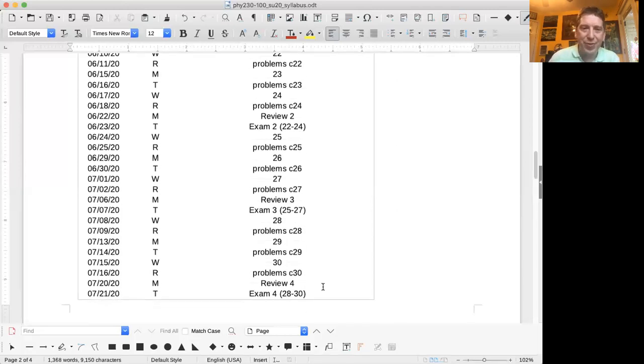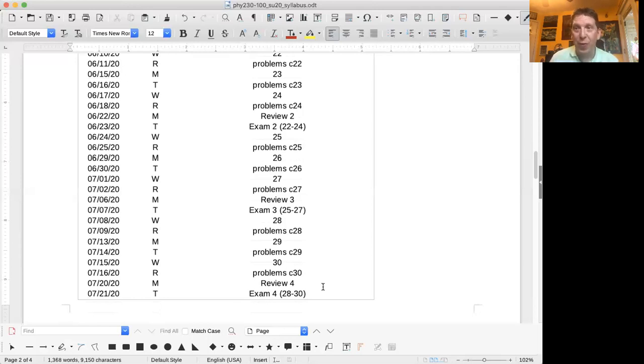And so then the last 2 days, the 20th and the 21st, will be our review and our last exam. So that's the schedule for the semester. Again, if circumstances require an alteration to the schedule, I will let you know as quickly as I know it. Hopefully, we're past the worst of this, and things will get better as the semester goes on.